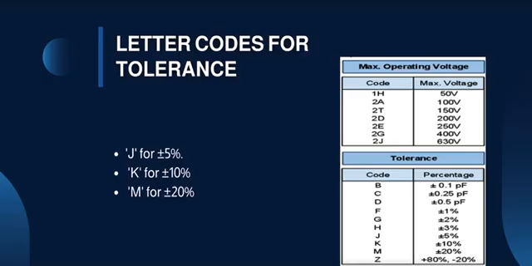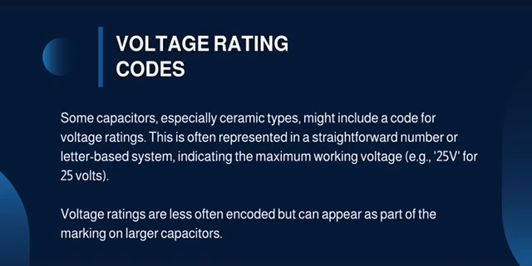And the last code is the voltage rating code. For some capacitors, when it's displayed in large marking, it only shows the maximum voltage that the capacitor can actually handle. So, for example, if 25V is written in a large marking on the capacitor, it means that it can only handle up to 25 volts. And that's it for the capacitor.